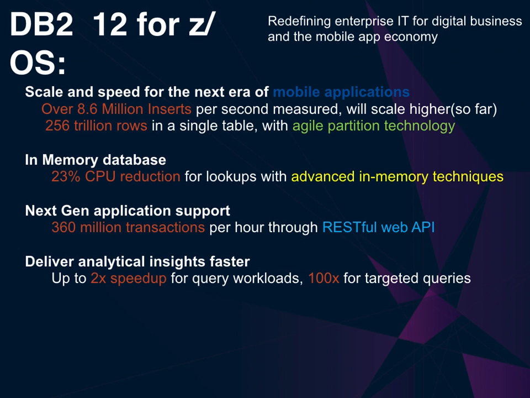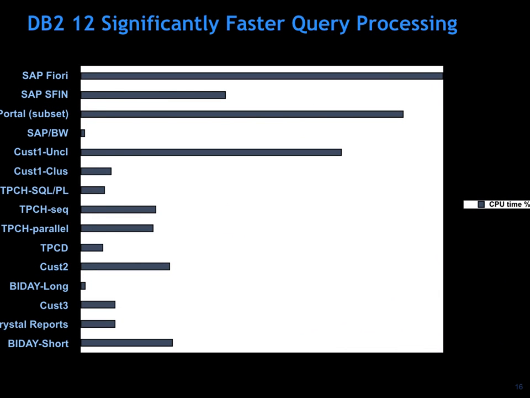And these are the queries. In DB2 version 12, we have a very significant query performance improvement, up to 90% for Sapphire, and up to 80% for WAS portal.